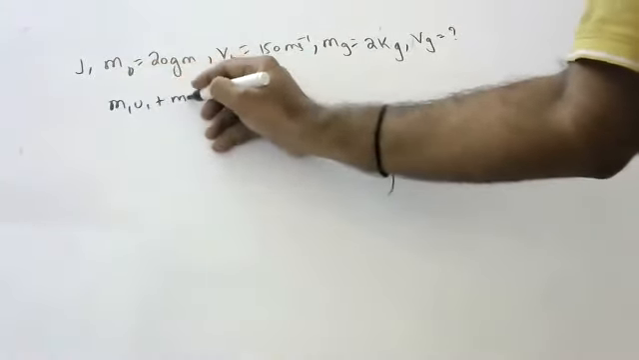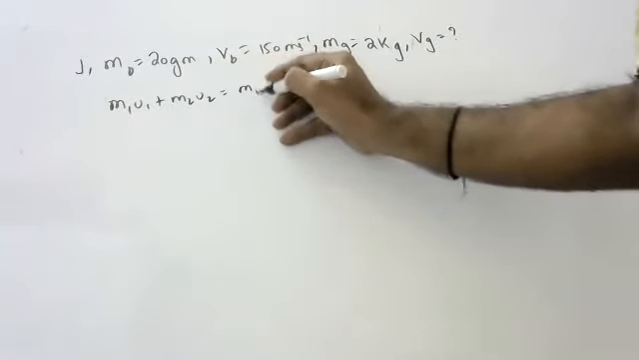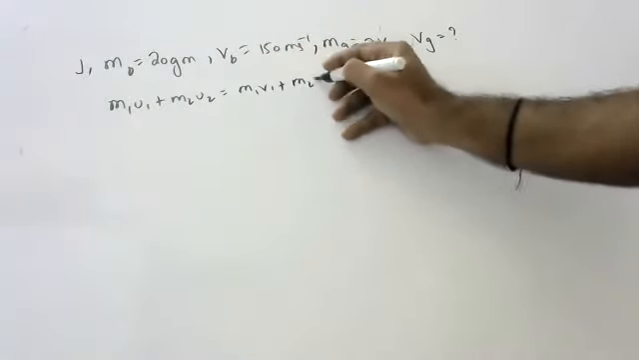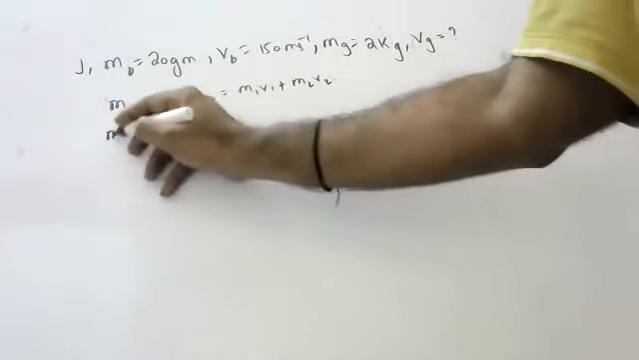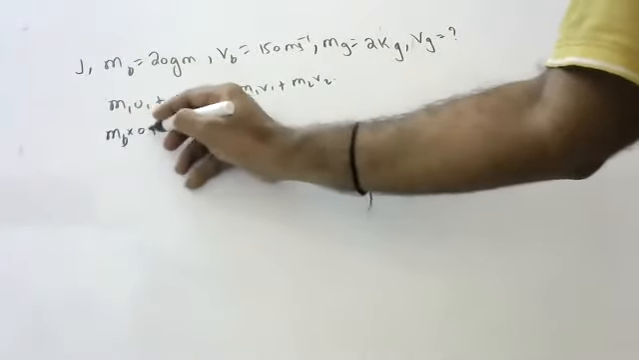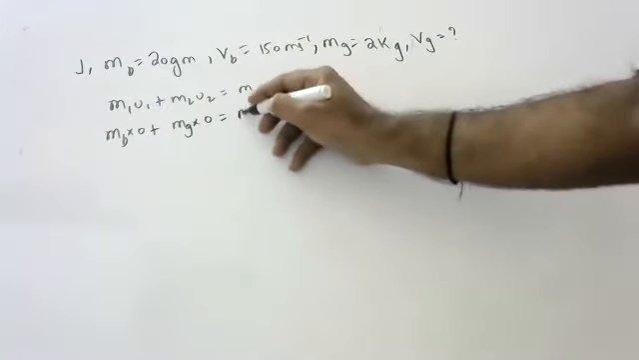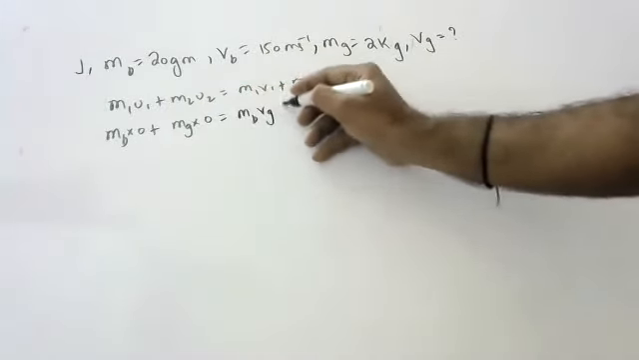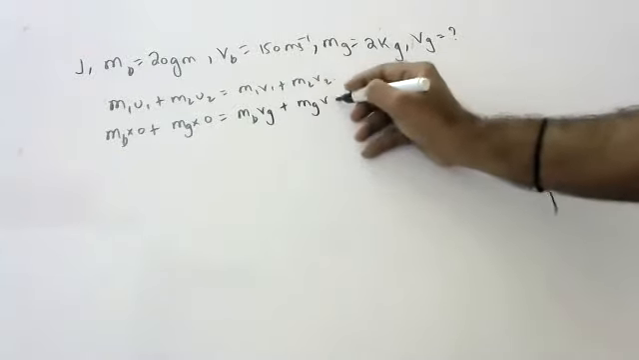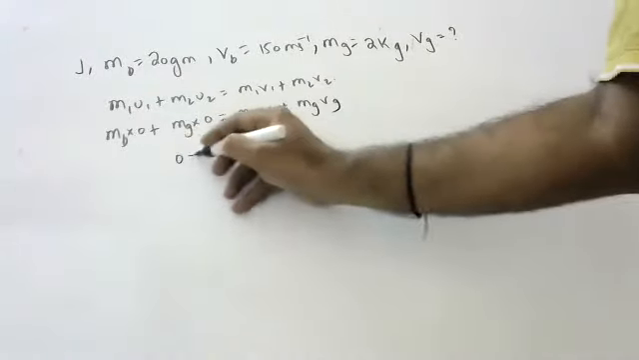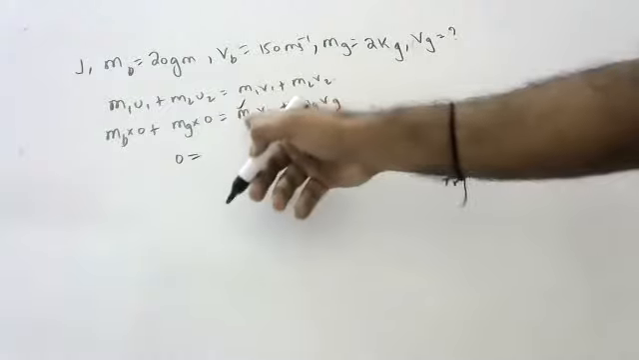Momentum before collision is equal to momentum after collision. Mass of bullet, initial velocity is 0. Mass of gun, initially is at 0. Mass of bullet into velocity of bullet, mass of gun into velocity of gun. This everything is 0. Anyone say what is the mass of bullet, children?